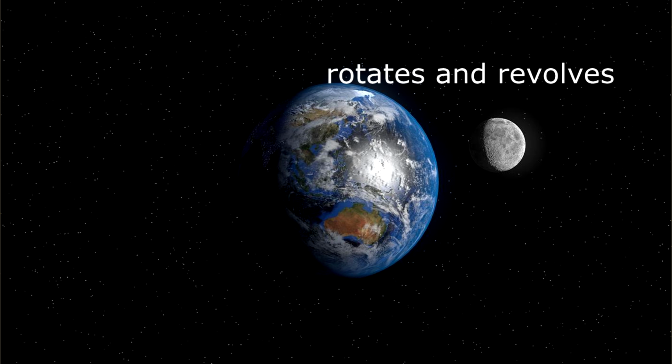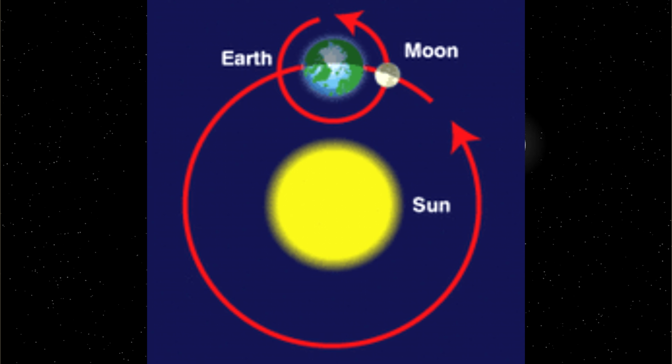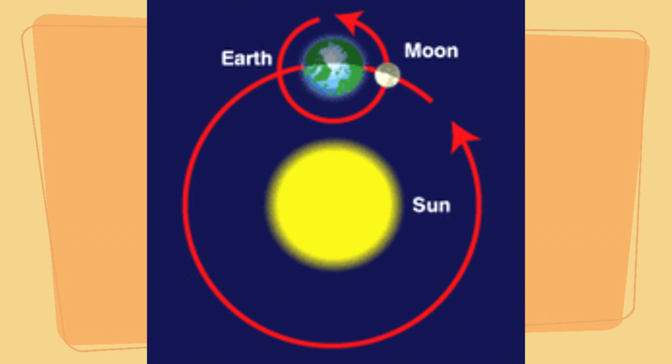That's really interesting, but what about the Moon? The Moon rotates and revolves around the Earth. It goes around the Earth, but the Moon also rotates. A fun fact about the Moon is that one revolution around the Earth is the same as one rotation for the Moon. Whoa, that's wild.